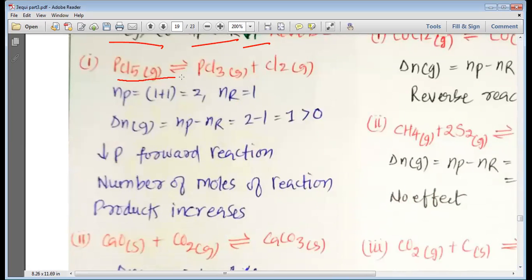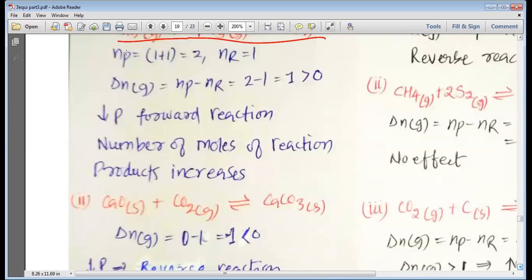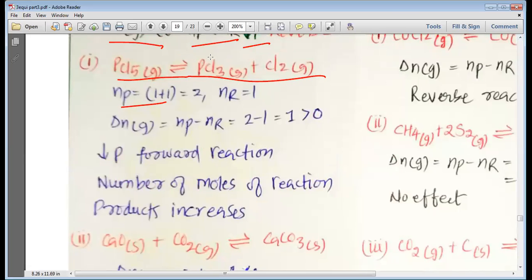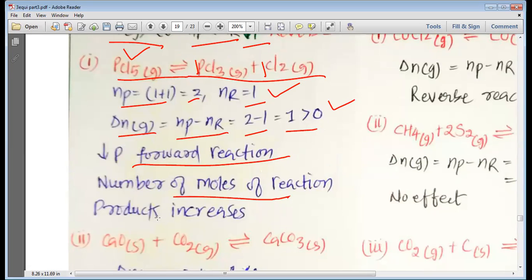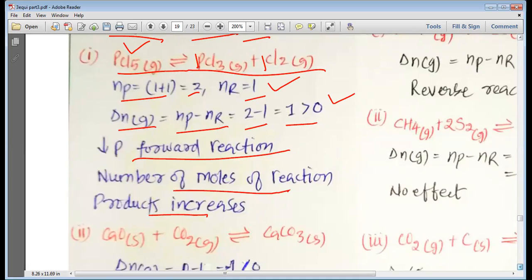Now here, if you look at PCl5 giving PCl3 plus Cl2, you can see that Np, the number of product moles, is equal to 1 plus 1, that is 2. This is 1 mole, this is 1 mole. Both are gaseous, so total 2 moles of gaseous products, and in case of reactants we have only 1 mole of gaseous reactant. Therefore delta N gas is equal to Np minus Nr, that is 2 minus 1, which is 1, greater than 0. So a decrease in pressure will cause the forward reaction, and the number of moles of products will increase.